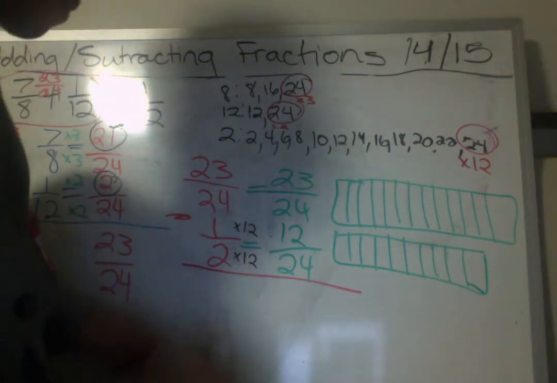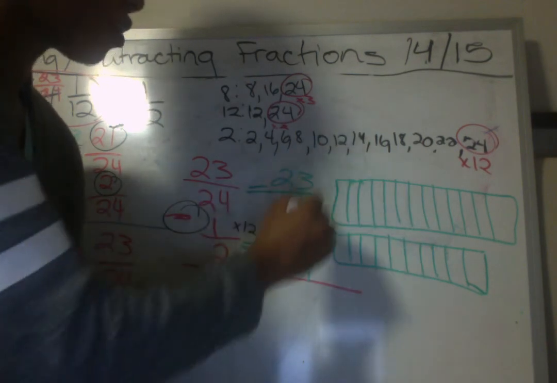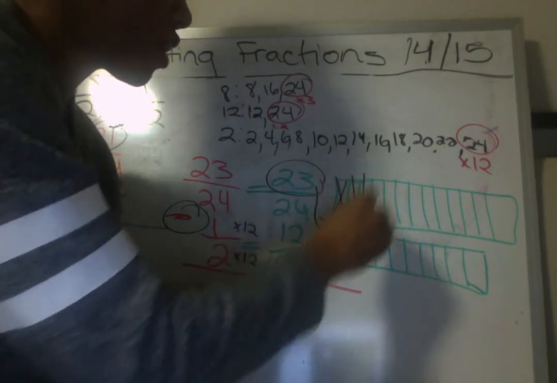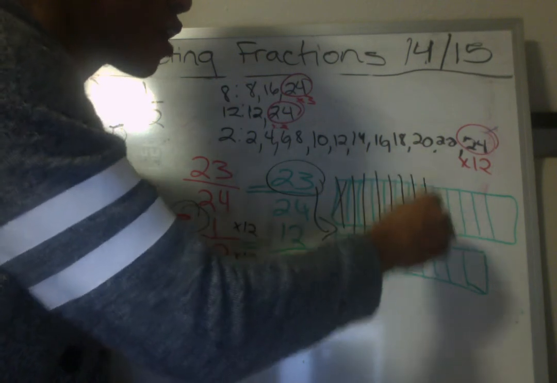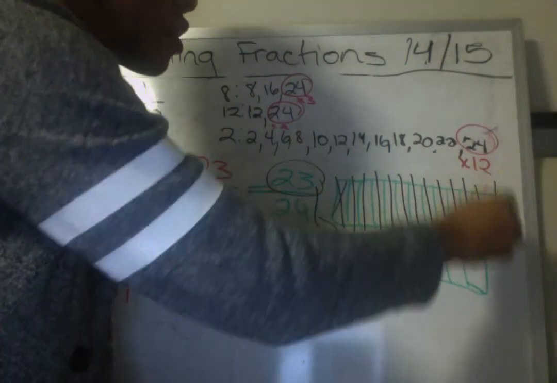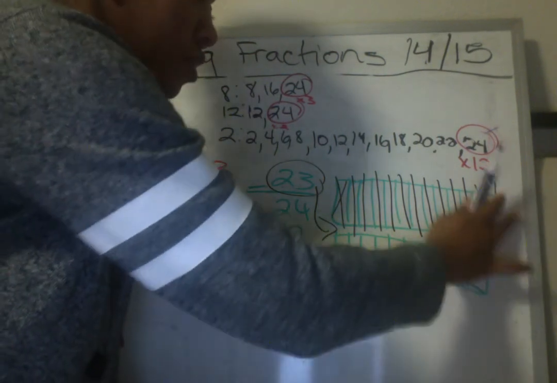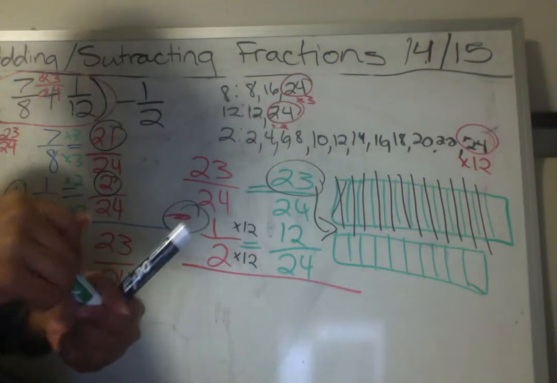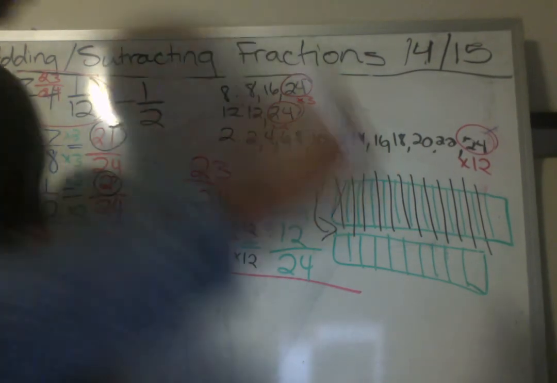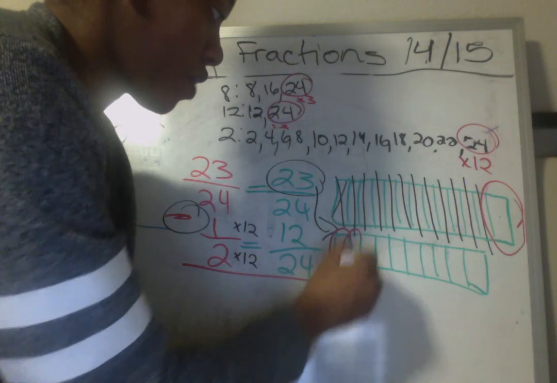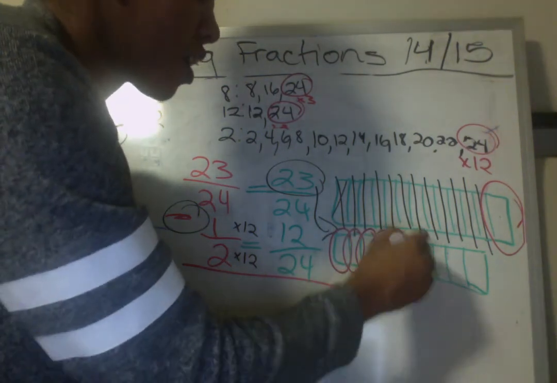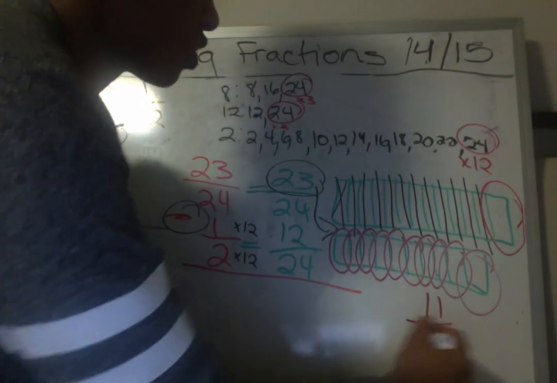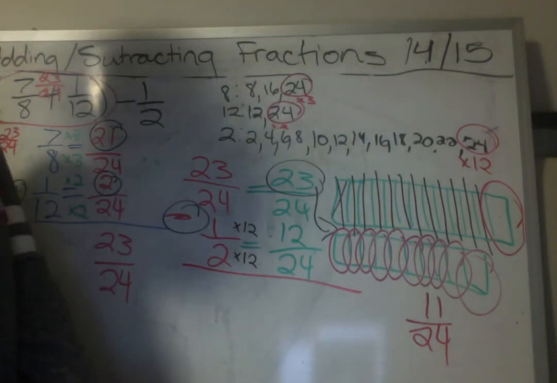Taking away 12 pieces. I'm subtracting, so I'm not adding more. Right here is my 23. I'm taking away 12. 1, 2, 3, 4, 5, 6, 7, 8, 9, 10, 11, 12, 13. Oops, we're only taking away 12. Excuse me. So what do I have left? I have 1, 2, 3, 4, 5, 6, 7, 8, 9, 10, 11. My answer should be 11/24.